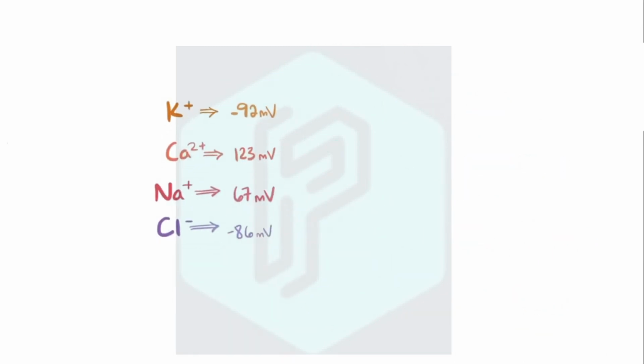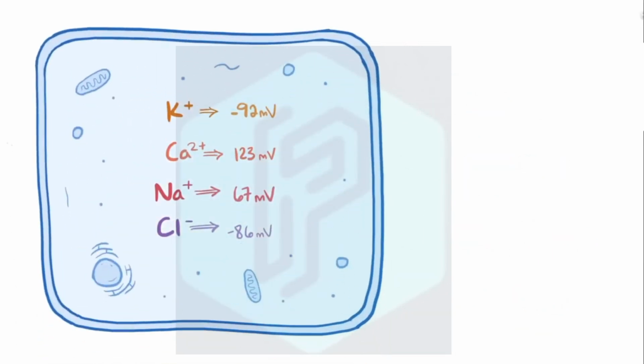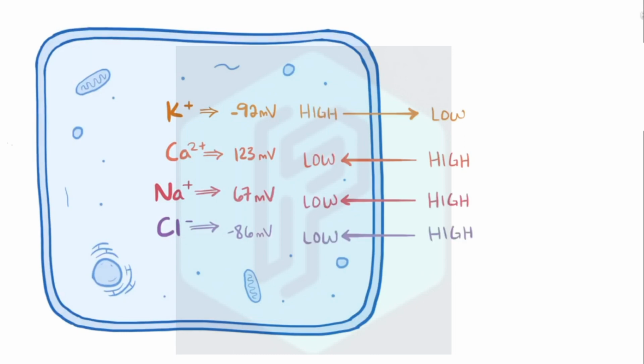These all represent the charge in the cell needed to balance the movement of each of these ions based on the concentration gradients. And to make it clear, the concentration gradients themselves are potassium moving out, calcium moving in, sodium moving in, and chloride moving in. Since remember, there's low concentration of potassium outside the cell, but high concentration of calcium, sodium, and chloride outside the cell. And concentration gradients move from high concentration to low concentration.